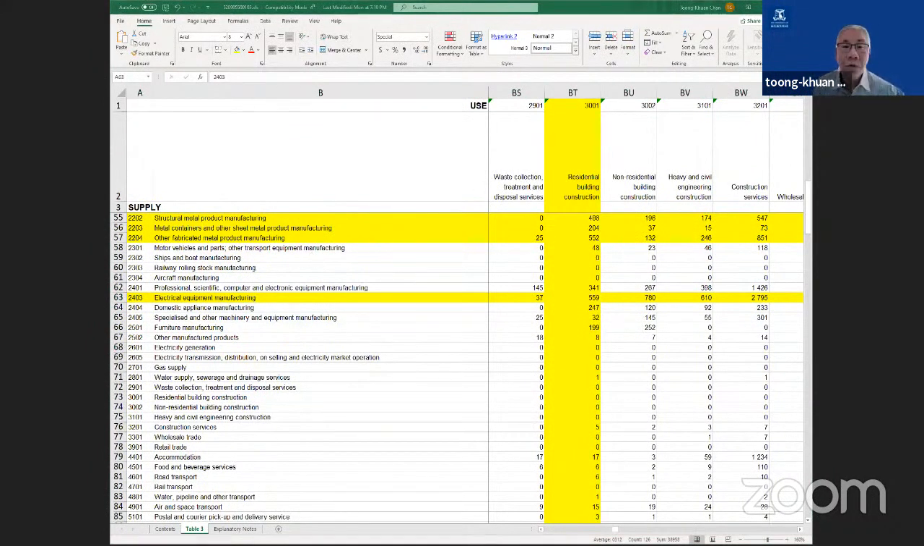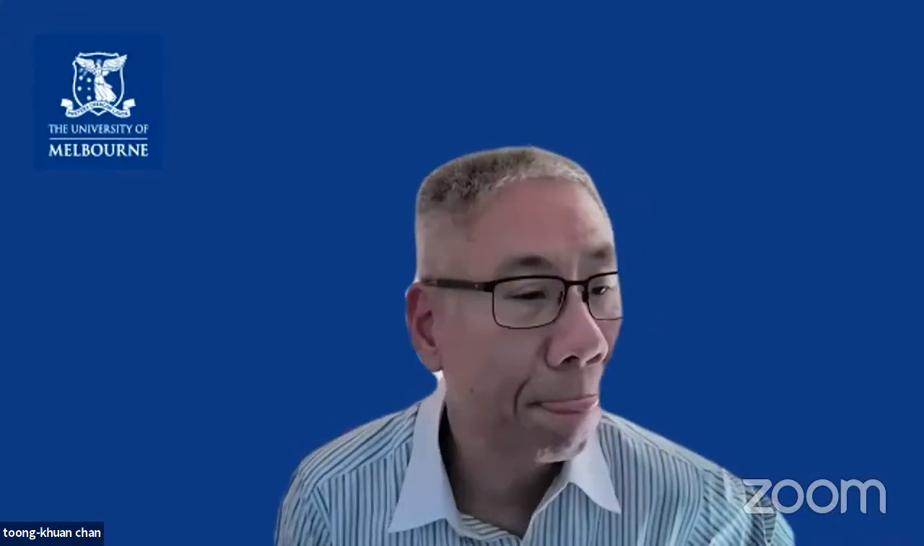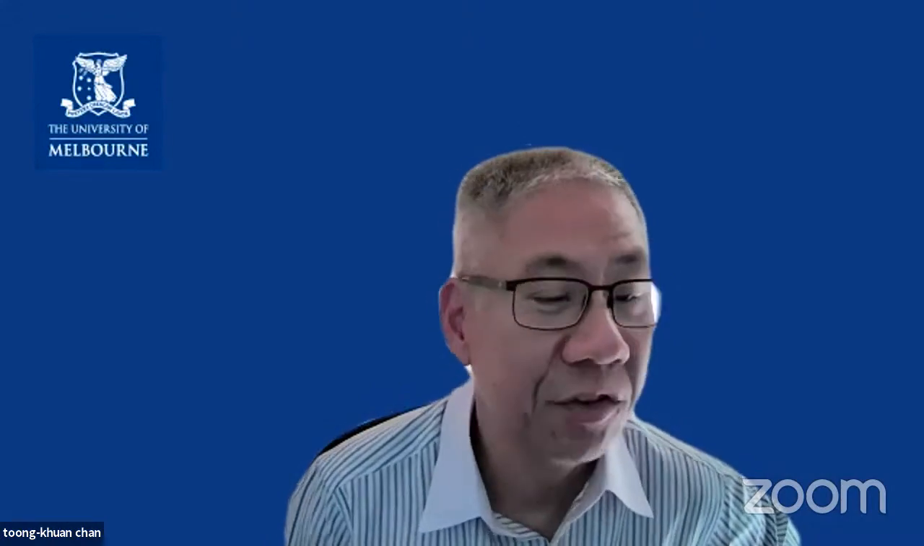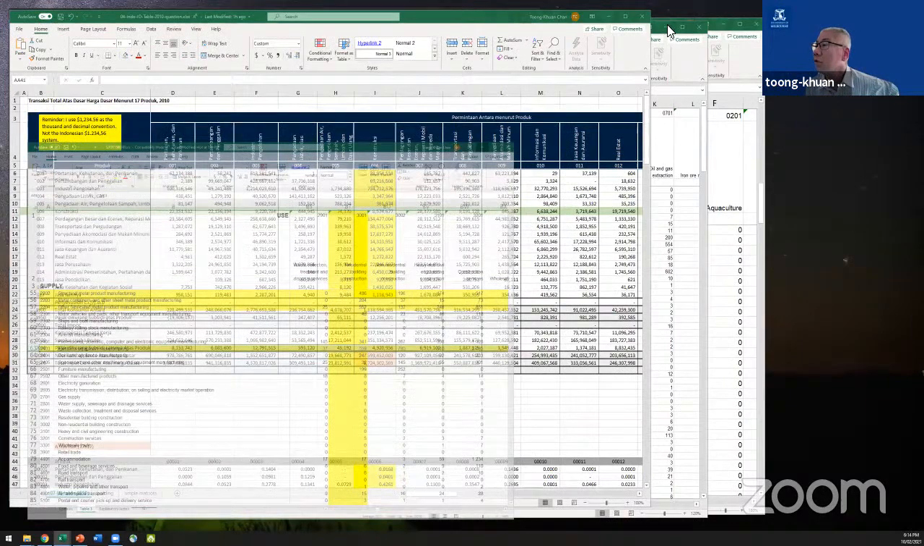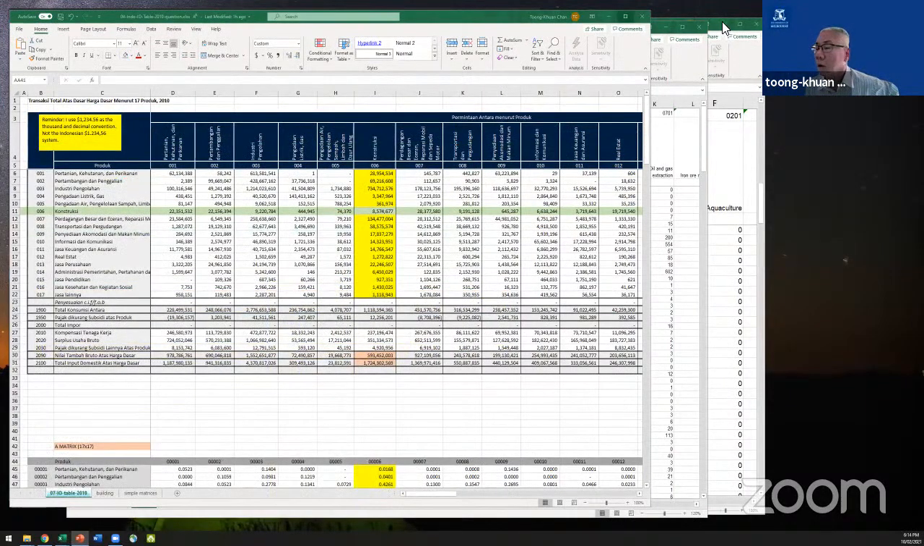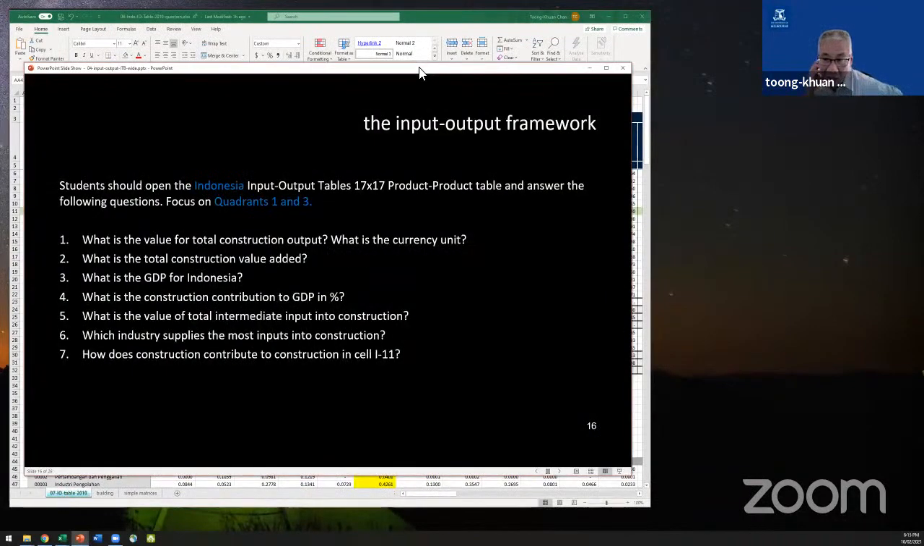Okay, so what I'm going to do now is to let you do some work. And how am I going to do this? I'm going to share a screen, okay? I'm going to share the entire screen. Minimize this. Input-output tables, Australia. This one. On the next slide, I'm going to get you to open up.